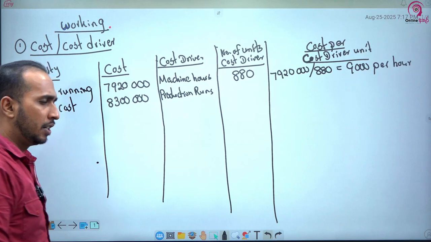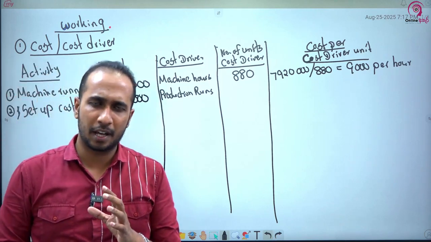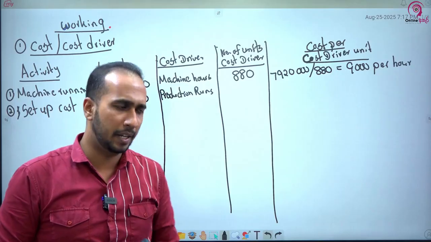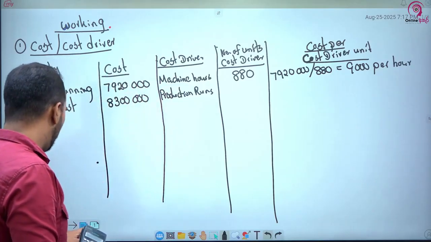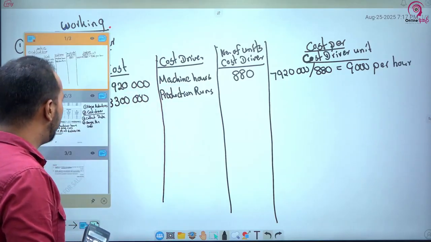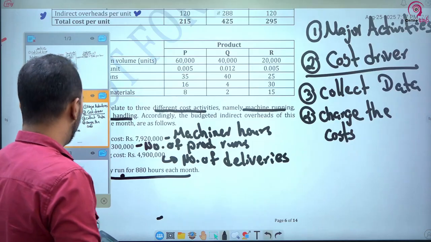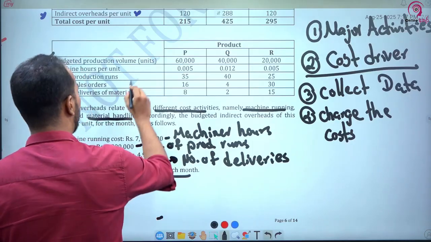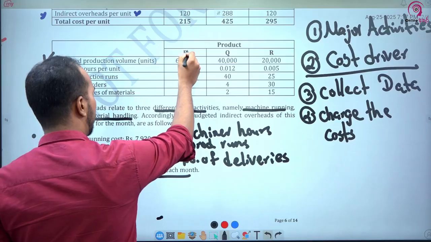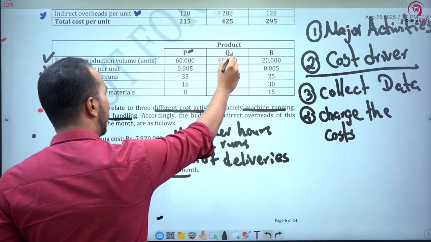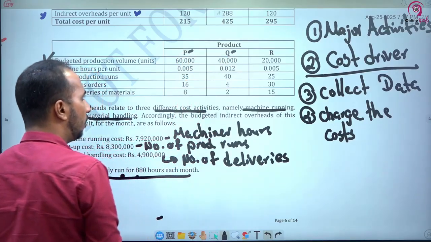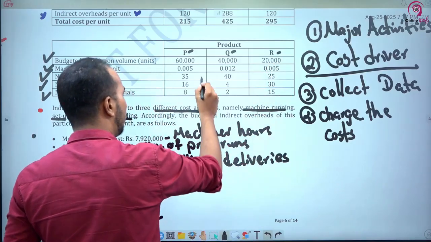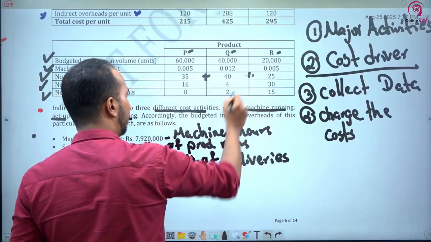Production runs. Now you have to see how many production runs we are expecting to perform in a given month. In the question, for product P it is 35. For product Q, it is 40. And for product R, it is 25. Now you can take the sum of these three.